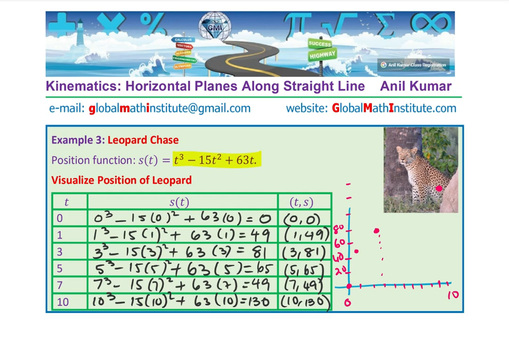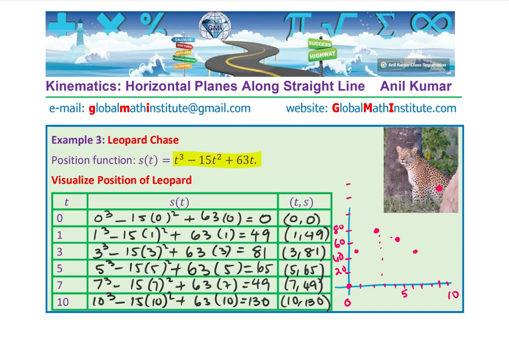381. At 5, 65. 1, 2, 3, 4, 5. 565. And then at 7, we have again 49. And at 10, we have 130.